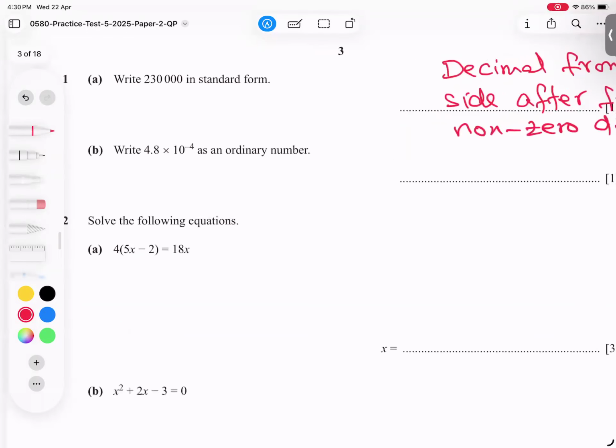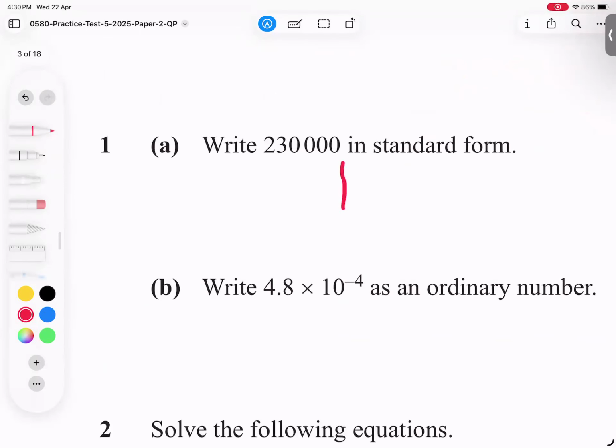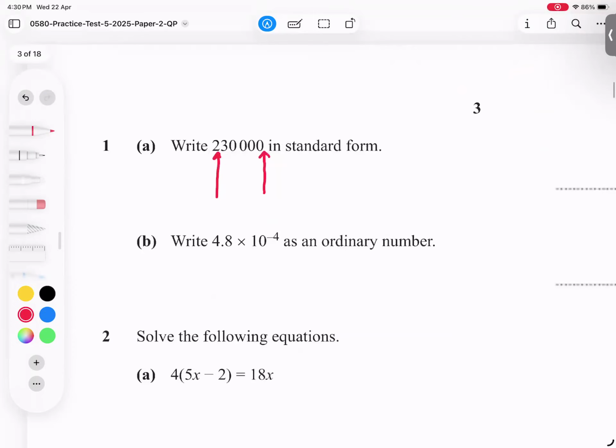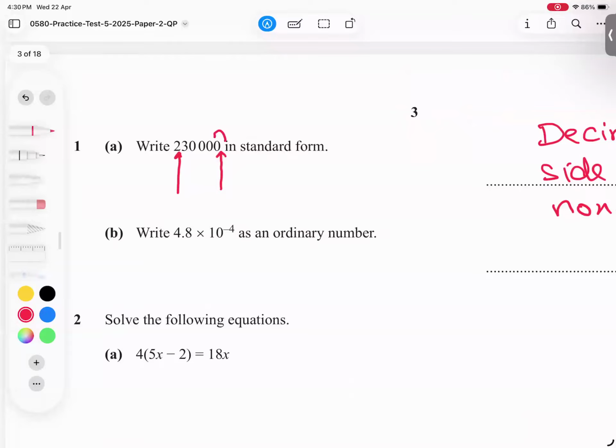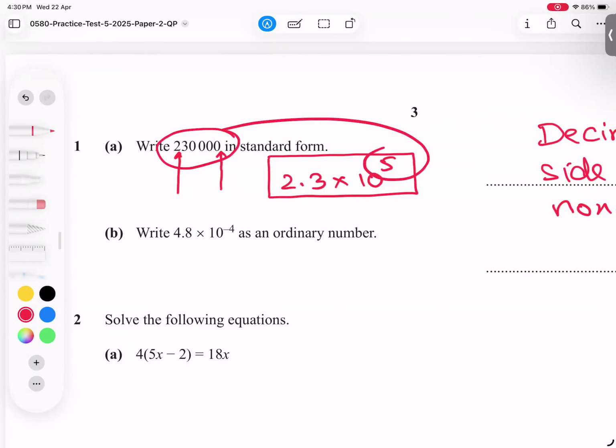So currently, where is the decimal? You can see the decimal, we can't see it. When you can't see it, it is always at the end. But we need it from the left side, after the first non-zero digit, so it must be here. How many jumps? 1 jump, 2, 3, 4, and 5. So I'm going to write first 10 to power 5, and then 2.3. This is my final answer. Repeat again: 1, 2, 3, 4, 5 jumps, to the left side. That is why it is a positive power.